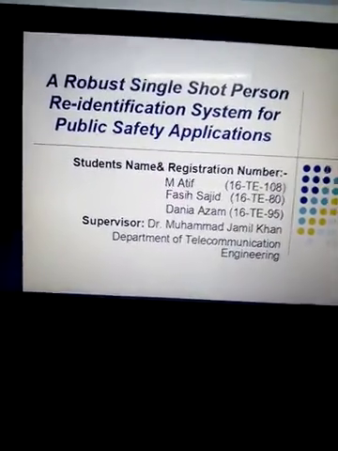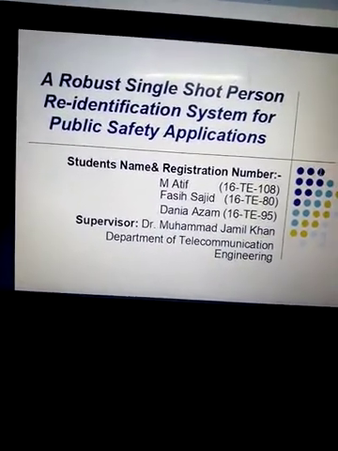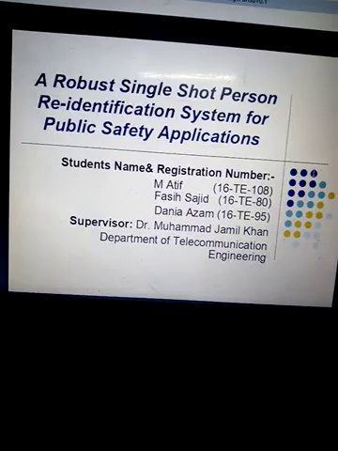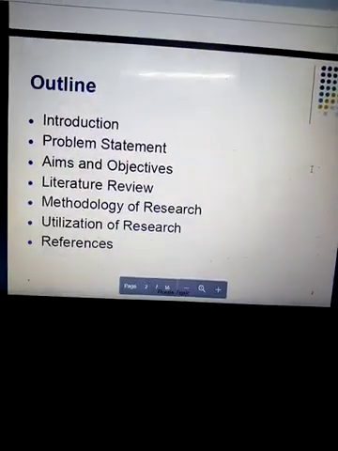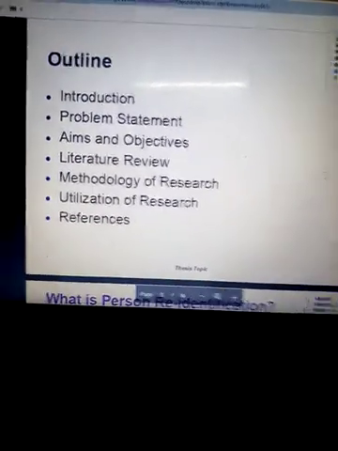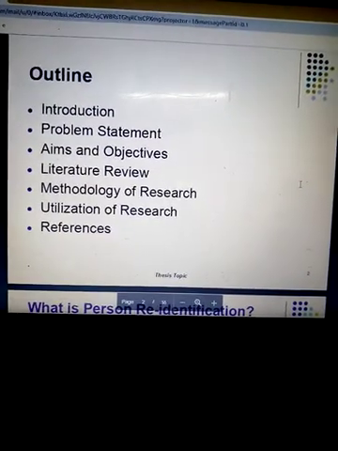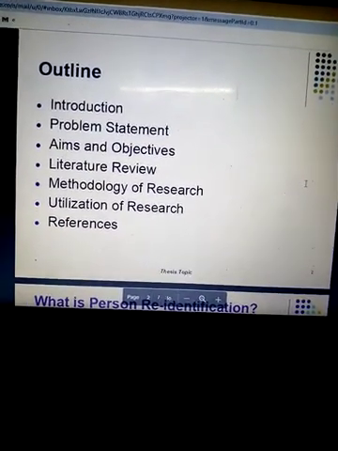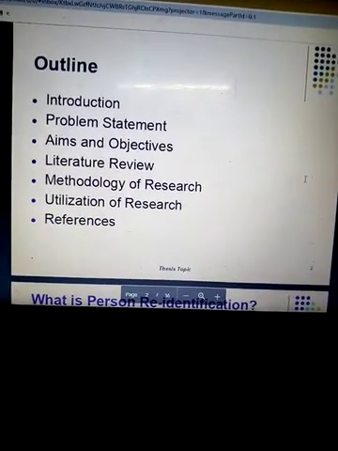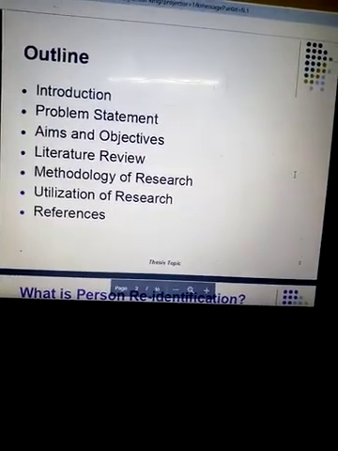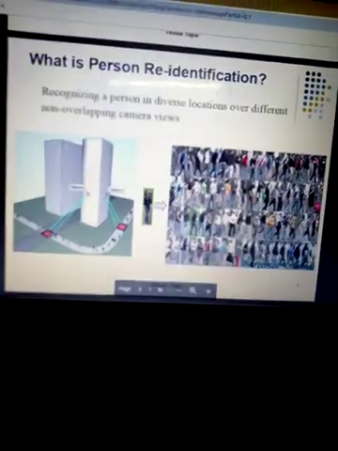Today I present my project, a robust single-shot person re-identification system for public safety applications. The outline of the project is as follows. First, we have the introduction. Then we have the problem statement, aims and objectives, literature review, methodology of our research paper, applications of our research paper, and then we have references.